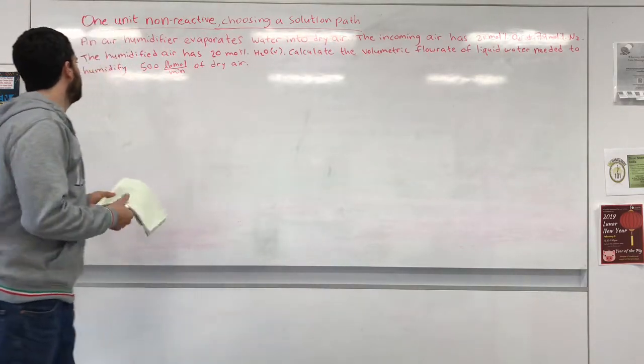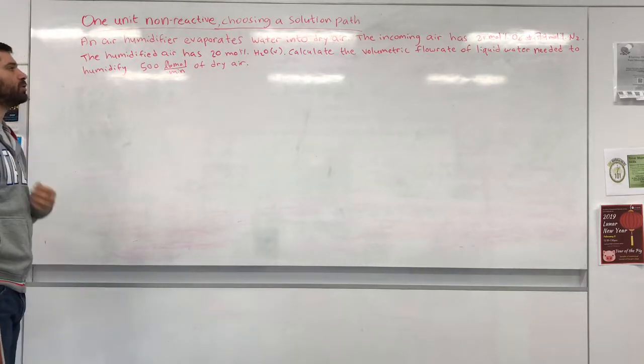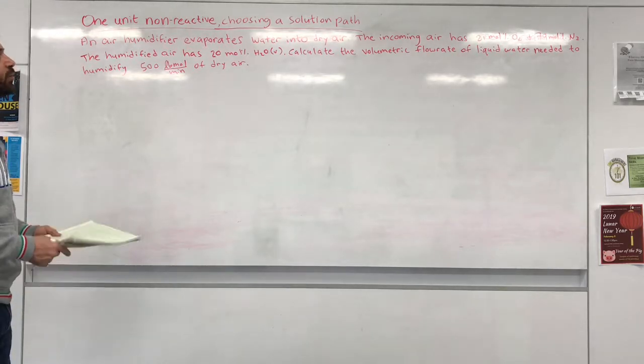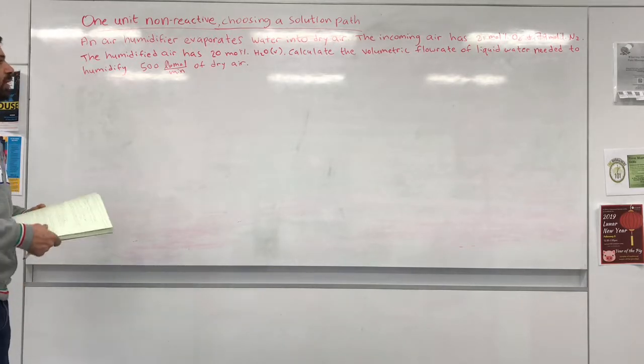So first of all, the question says an air humidifier evaporates water into dry air. The incoming air has 21 mole% oxygen and 79 mole% nitrogen. The humidified air has 20 mole% water vapor. Calculate the volumetric flow rate of liquid water needed to humidify 500 pound moles per minute of dry air.